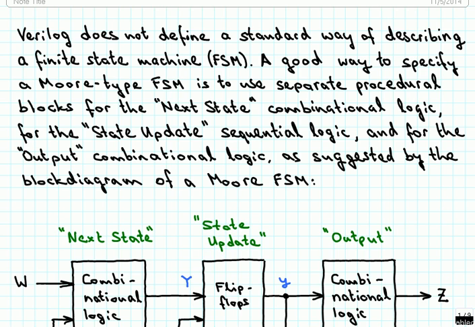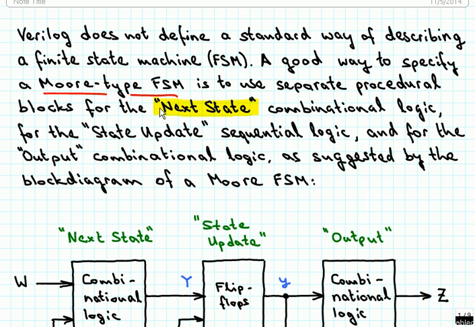So we have to basically put together a couple of flip-flops and use some glue logic in between, some combinational logic, in order to perform the functions that we would like to have. A good way to specify a Moore-type finite state machine is to use separate procedural blocks for the three main tasks. The first of which is the next state combinational logic.